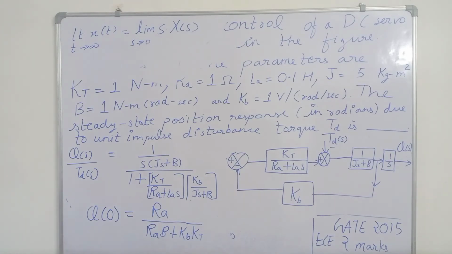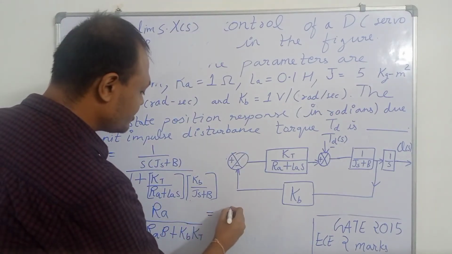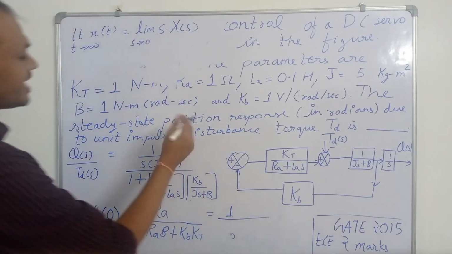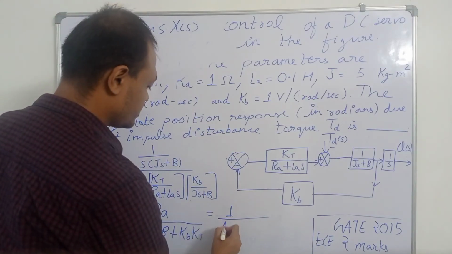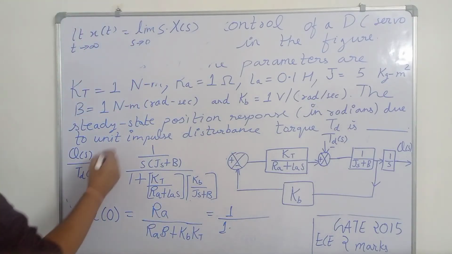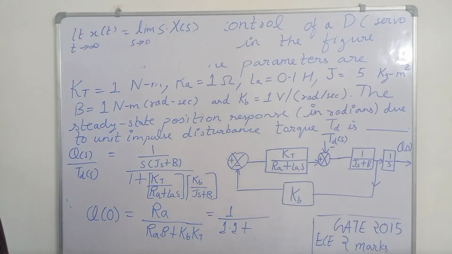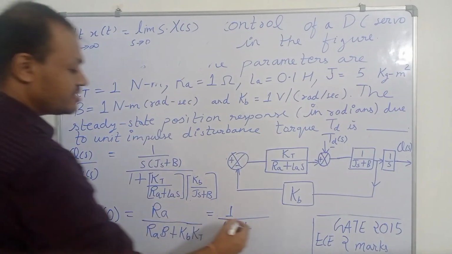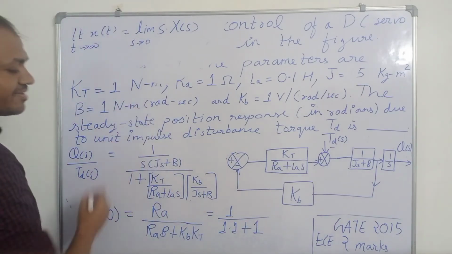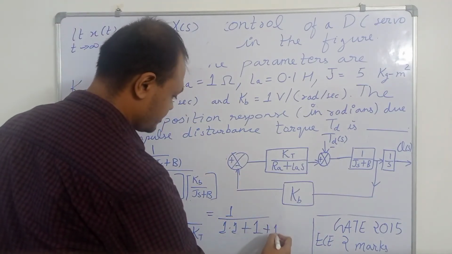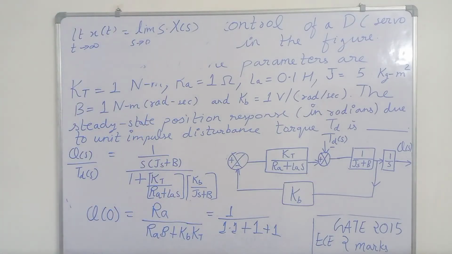We are given the values here. Ra was given 1, so we substitute the values. This will be equal to 1 upon, Ra again 1, B was given as 1, Kb was given as 1, and Kt was also given as 1.